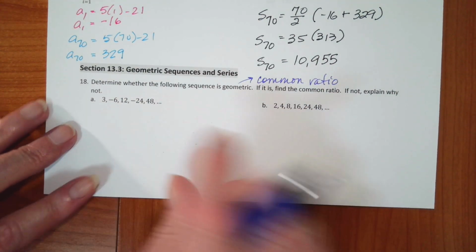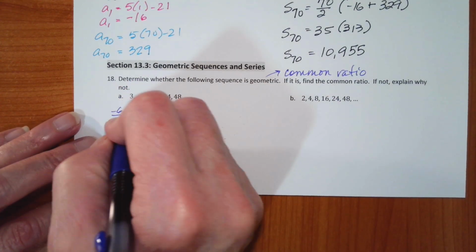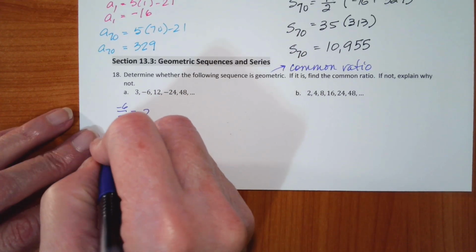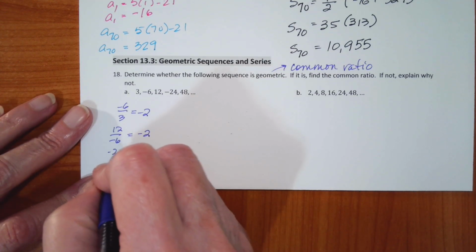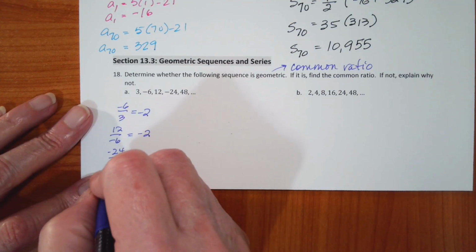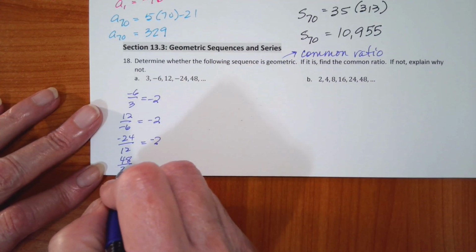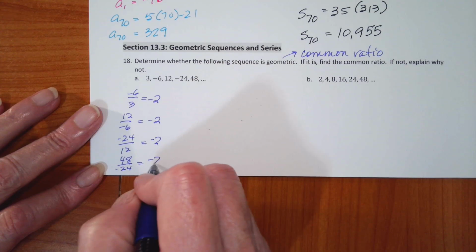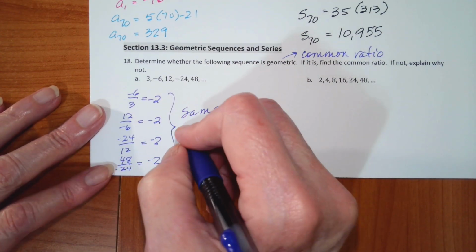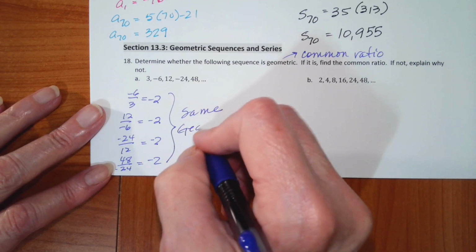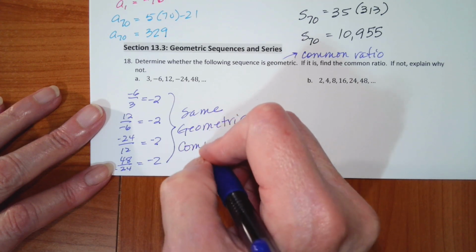Okay, so I'm going to look at all of the terms and divide them. So I'm going to take -6 divided by 3 gives me -2. 12 divided by -6 is -2. -24 divided by 12 is -2. And 48 divided by -24 is -2. These are all the same, so it is geometric. There is a common ratio.